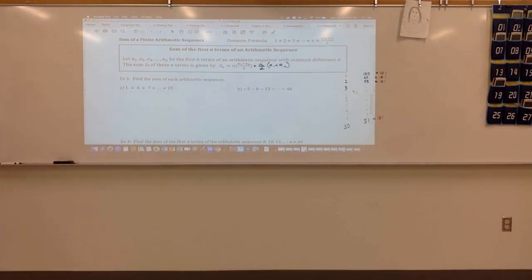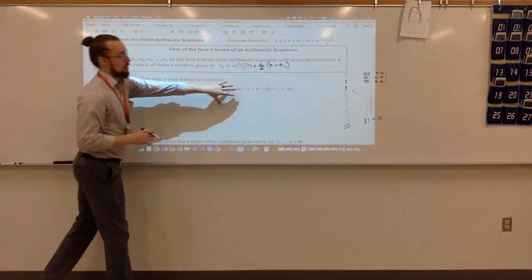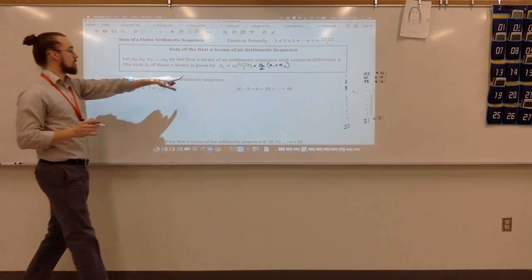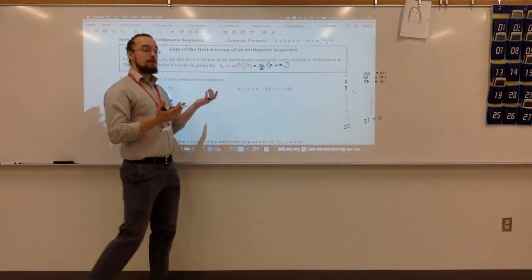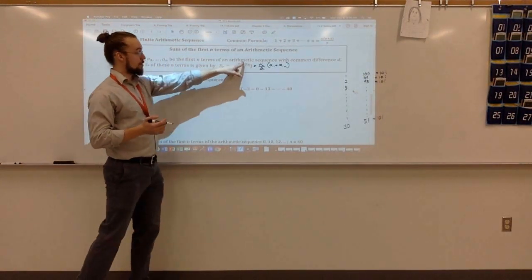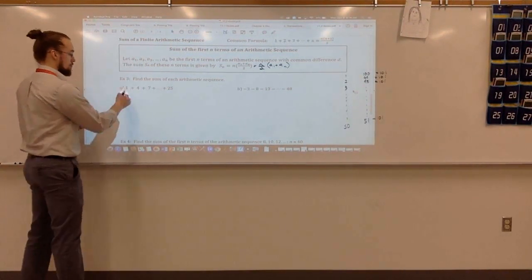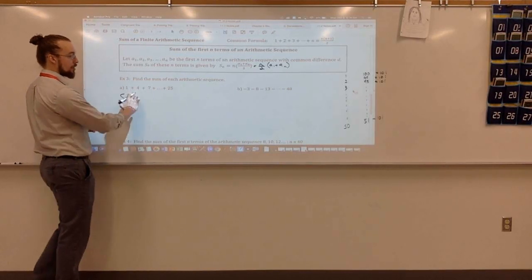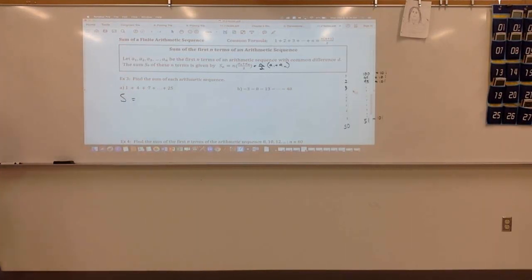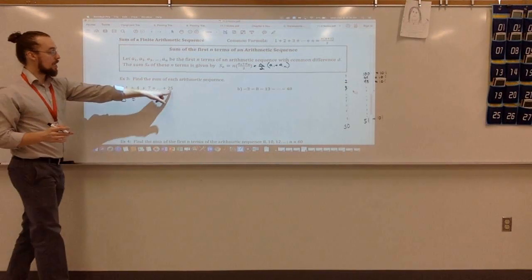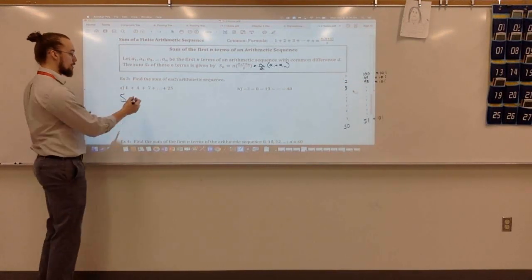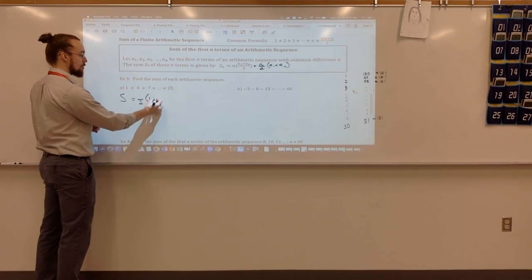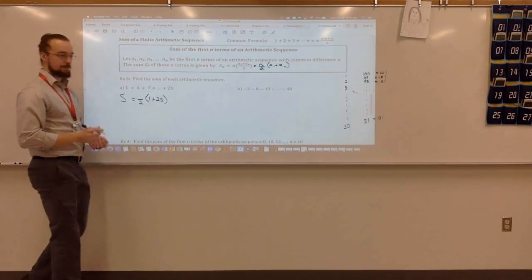So we can do a couple examples here. To use this formula, I need a few pieces of information. I need the number of terms, the first term, and the last term. Just looking at this, I don't know how many terms are in this. I know what the first term is, and I know what the last term is. So I can write this as something over 2 times 1 plus 25.